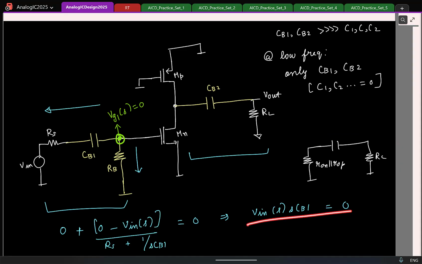Yeah, so this is what I get. I know for a fact that my V in of S is non-zero. So what is the possible solution? S should be 0 because my CB1 is not 0. So where is the location of 0 here? At the origin.